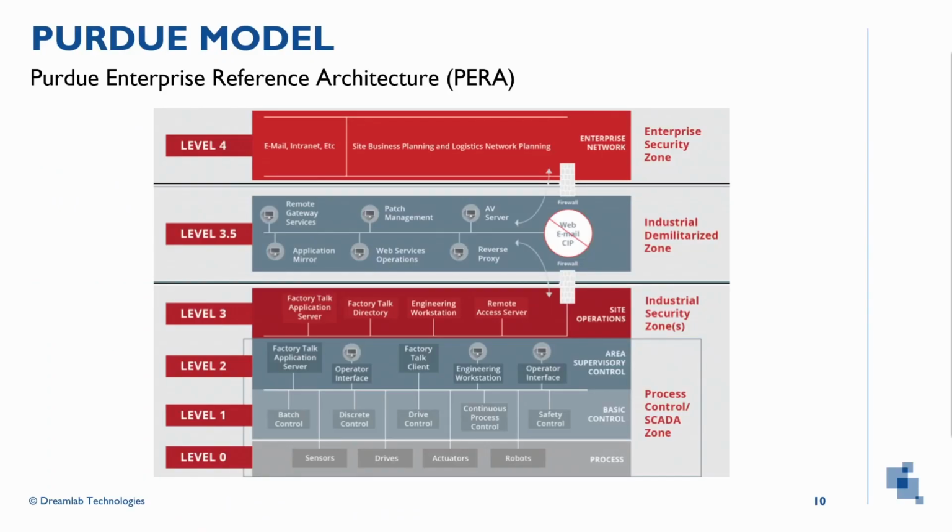Based on this premise, in the 90s, Theodore Williams, along with members of the Purdue University Consortium, developed the Purdue Enterprise Reference Architecture as a model for enterprise architectures, where the Purdue model defines the different levels of critical infrastructure that are used in production lines and the way to secure them. But as we know, it's very difficult to implement, maintain, and monitor all cybersecurity systems.